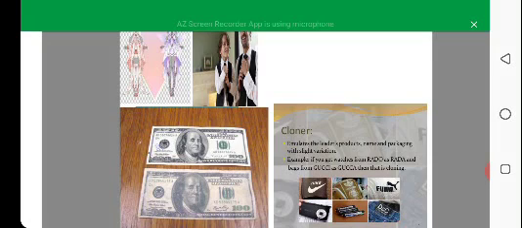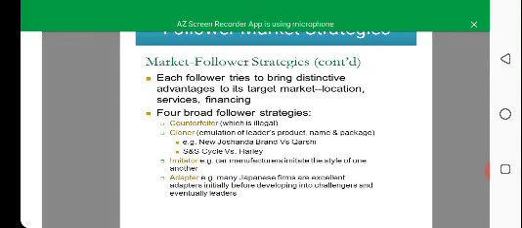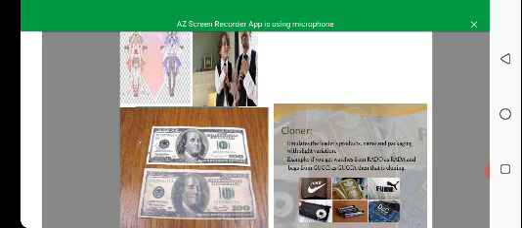There are some examples of imitation, clone, and follower, like counterfeiters. So clone, imitator, adopter. In picture number 3, the $100 note, there is one actual original and one counterfeit. So this is totally illegal.